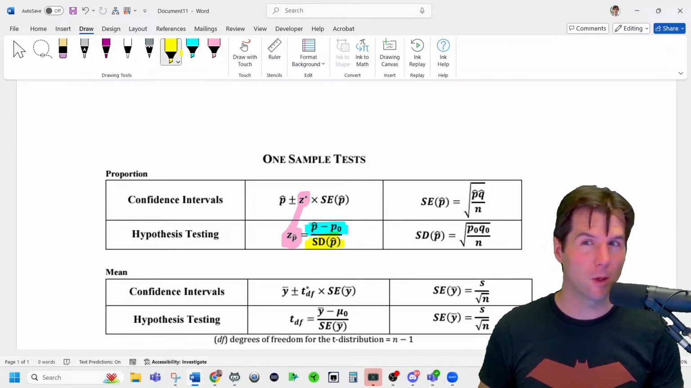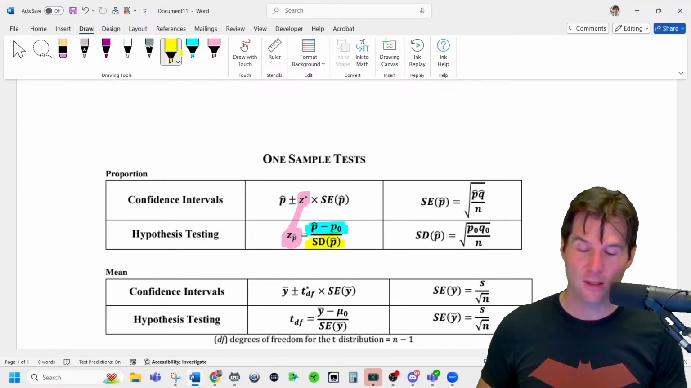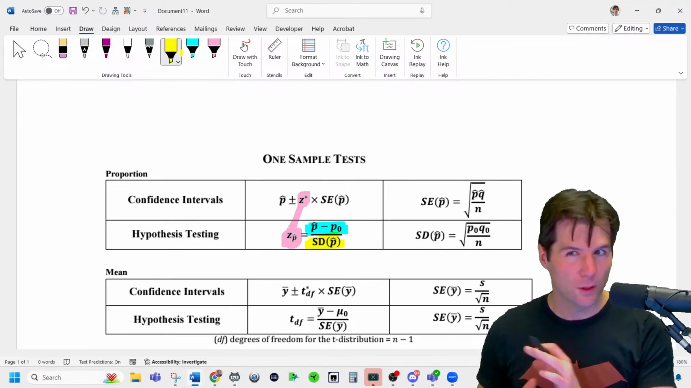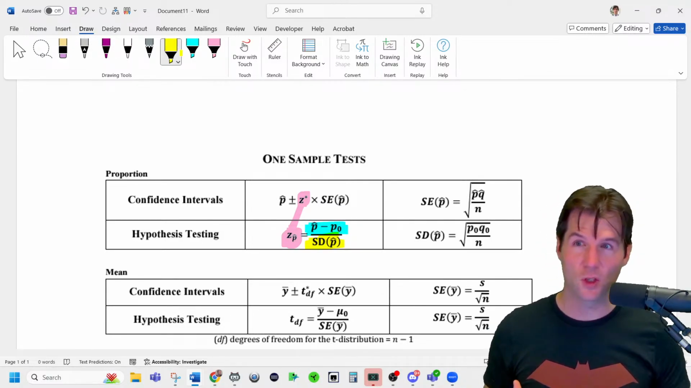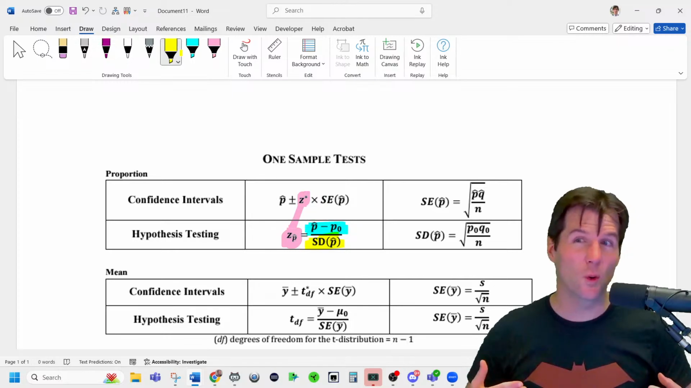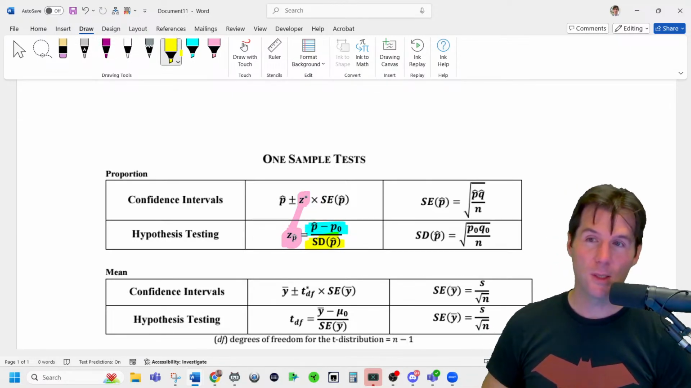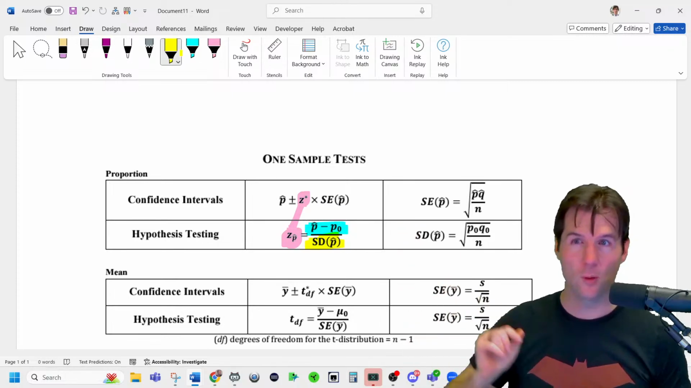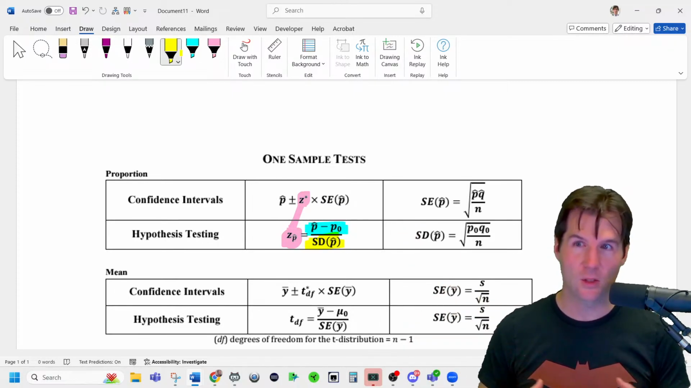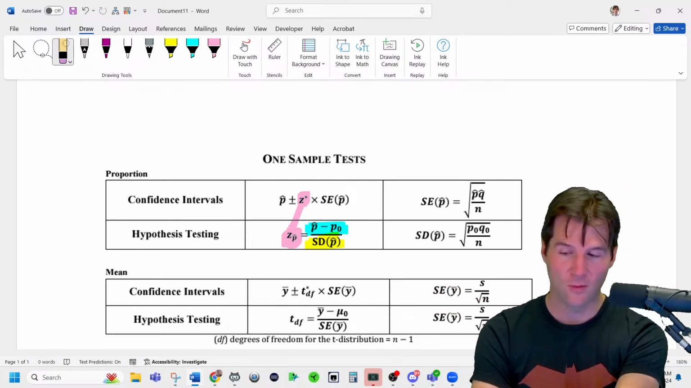We'll talk more about that in a moment. But z p hat is not z star. That's why they're worded differently. Z star is the z-score you pick based on how confident you want your interval to be. Z p hat is the difference, noted in blue right there, standardized by the standard deviation of p hat.